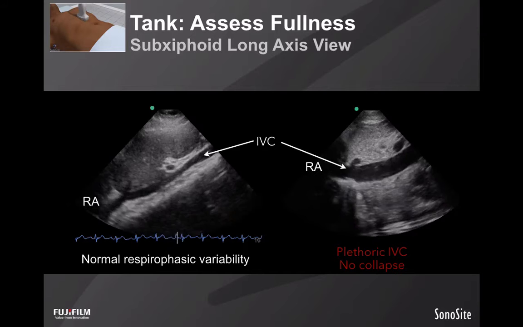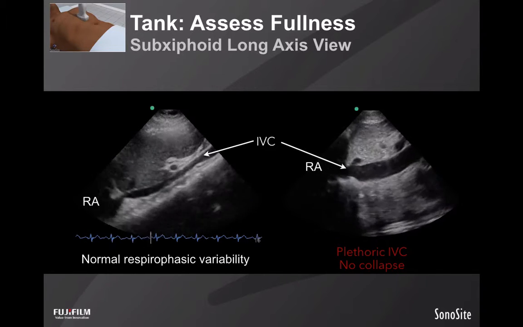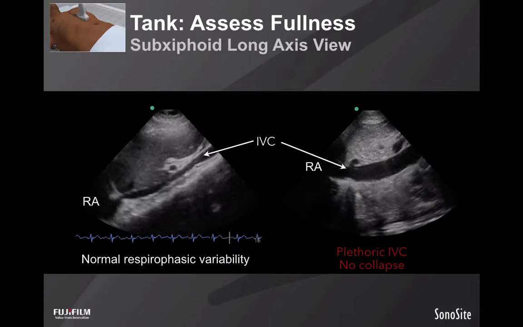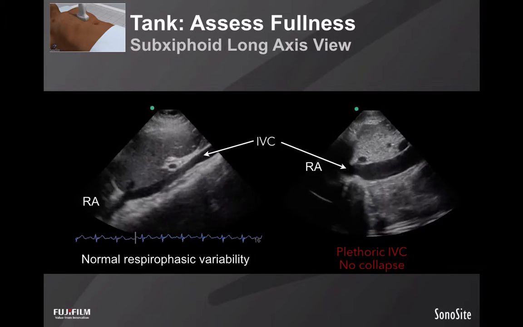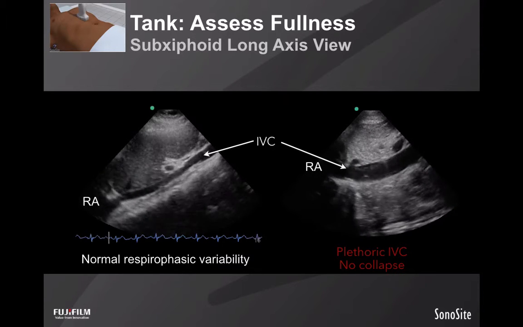Now let's look at a fat IVC. This is a large IVC that measures over 2 centimeters and has minimal collapse during inspiration, suggesting a high volume state such as cardiogenic or obstructive shock.